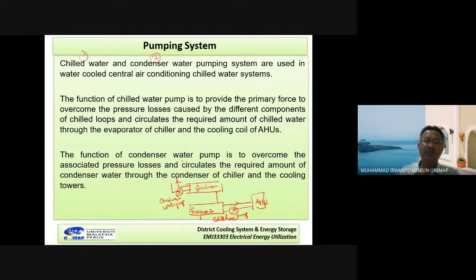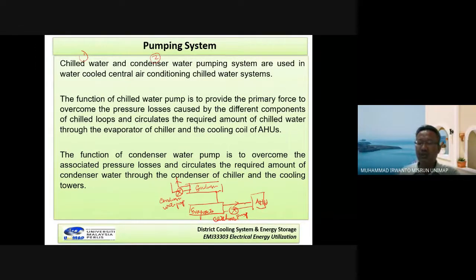For this case, we want to discuss through these sentences. The first, chill water pump. The function of the chill water pump is to provide the primary force to overcome the pressure losses caused by the different components of the chill loop and circulate the required amount of chill water through the evaporator of the chiller and the cooling coil of the AHU system. Meaning the chill water pump is installed between the evaporator and the AHU unit.